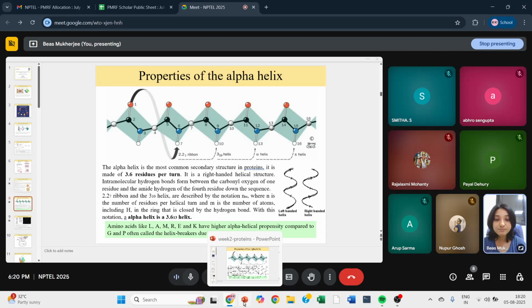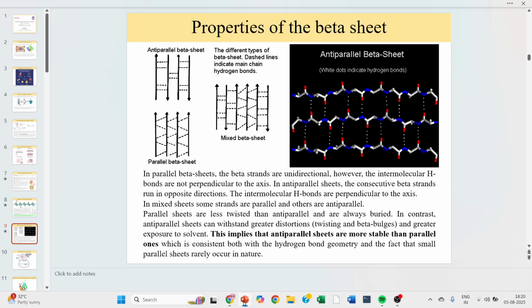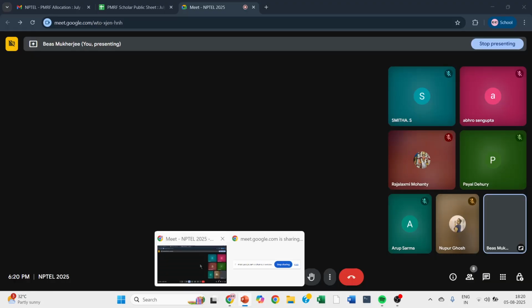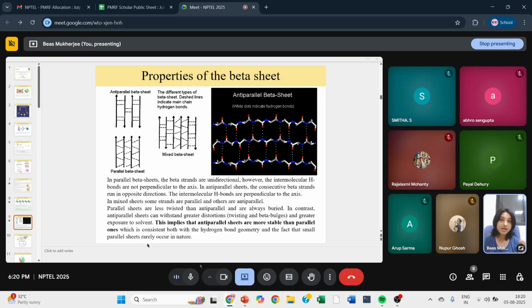Okay. Now we move on to the properties of the beta sheet. Now this is a very interesting part, and you will get a lot of questions from here. You can expect questions from here. So one of the major questions is that in nature, are parallel beta sheets stronger or are antiparallel beta sheets stronger, and why so, right?